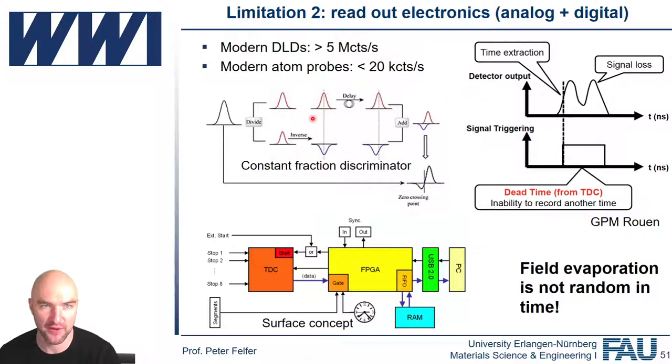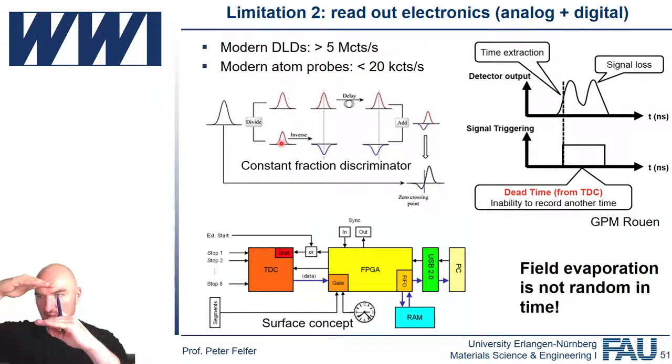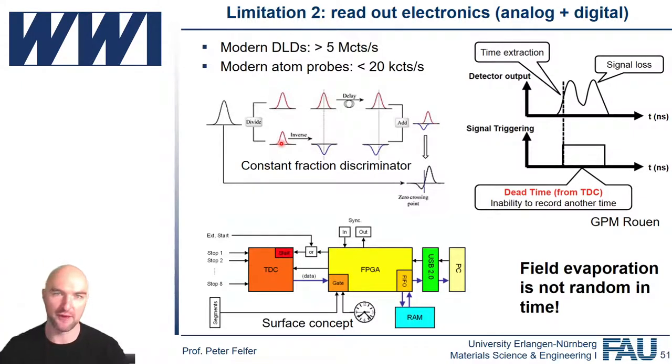And that constant fraction discriminator essentially gives you a little rectangular pulse, always at the same relative fraction of height of that pulse. So it doesn't matter if the pulse is 5 millivolts or 15 millivolts or 3 millivolts. It will always give it at the same fraction of height. That's why it's called constant fraction discriminator.